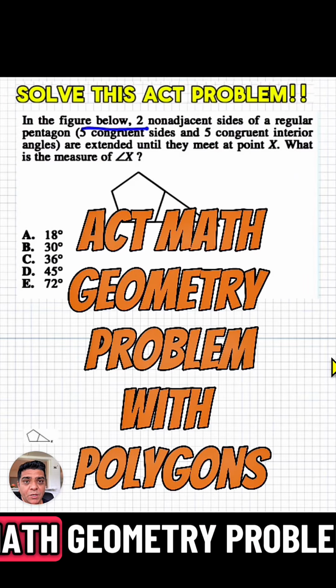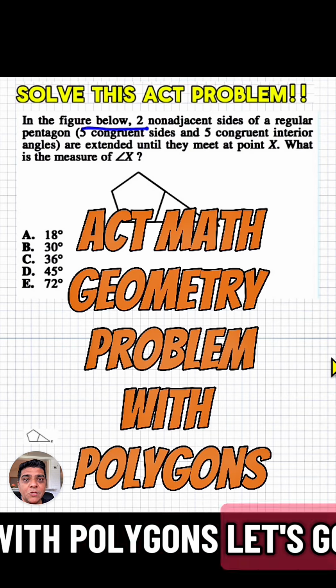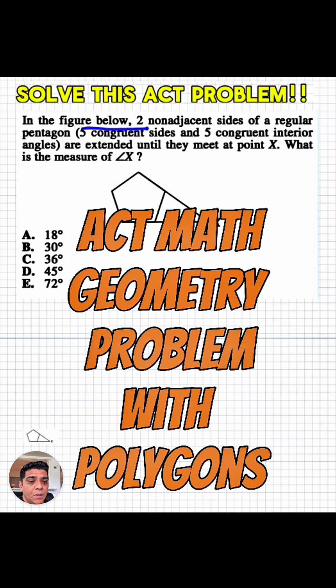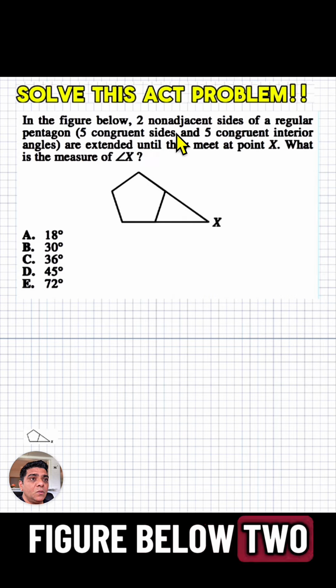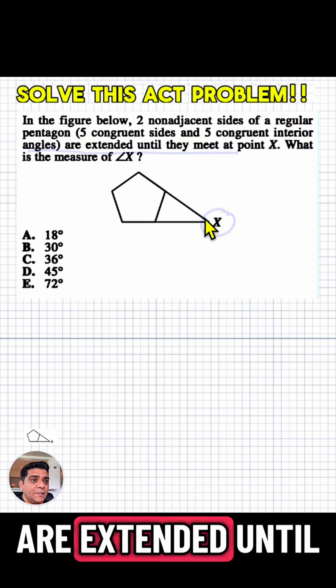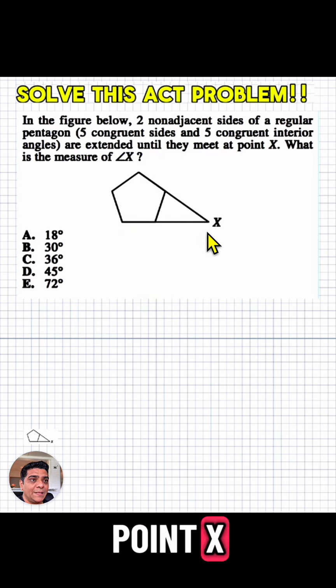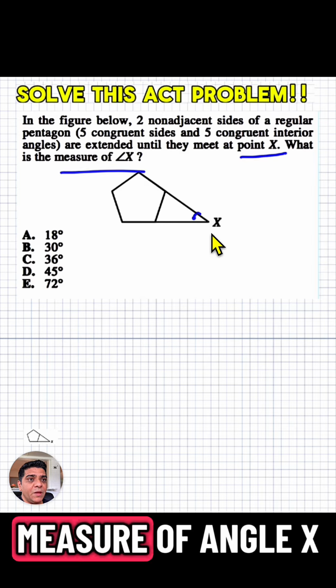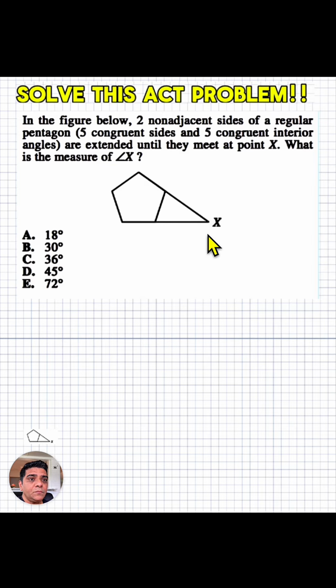ACT math geometry problem with polygons. Let's go. So in the figure below, two non-adjacent sides of a regular pentagon are extended until they meet at point X. So they're asking what is the measure of angle X.